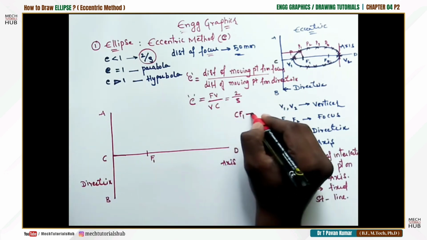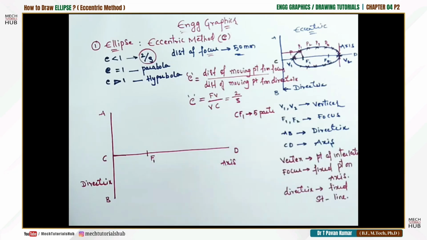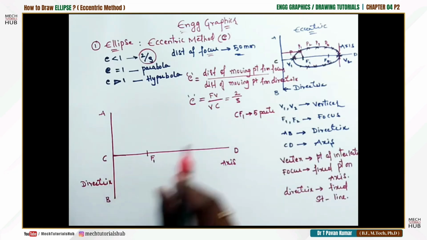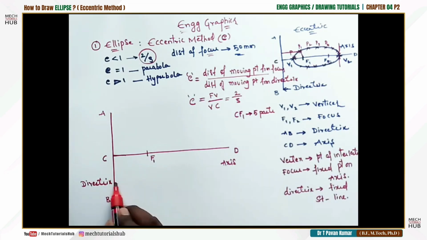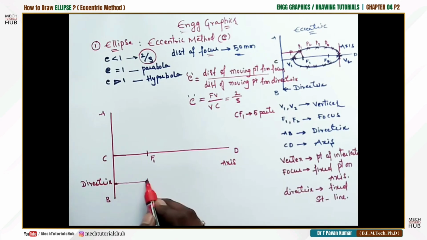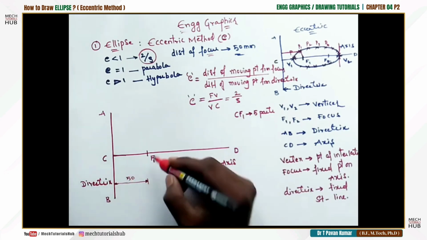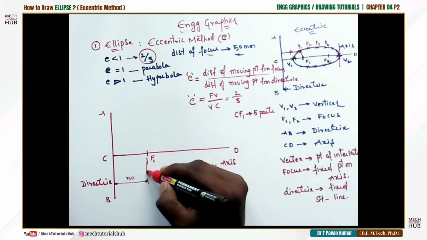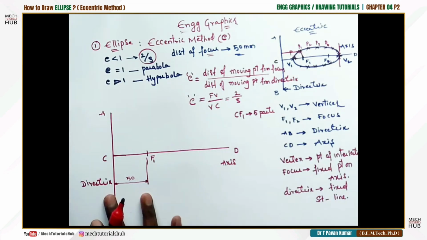CF1 we need to divide into 5 parts. This particular whole thing. Now the complete distance we have considered here is 50 mm, with respect to this particular line, focus point 50 mm is given. I made a mark of 50 mm.